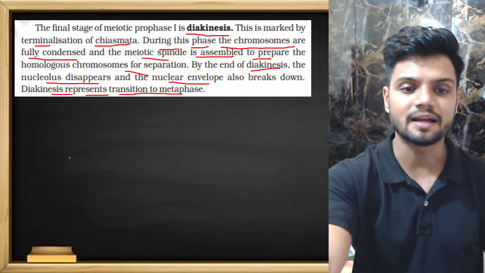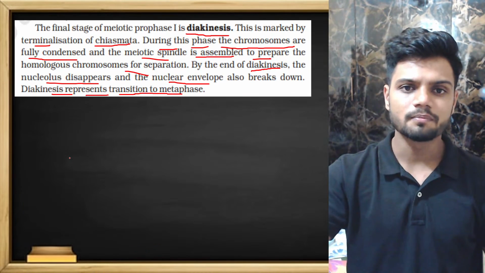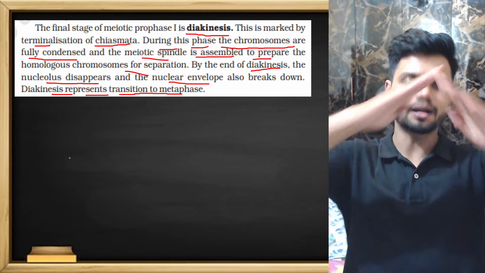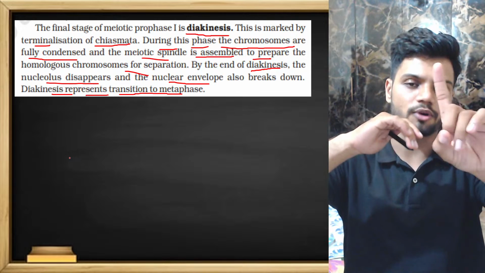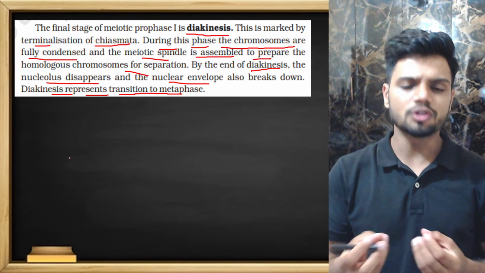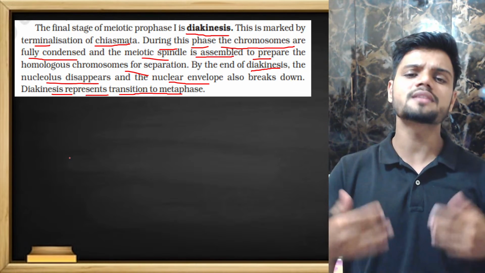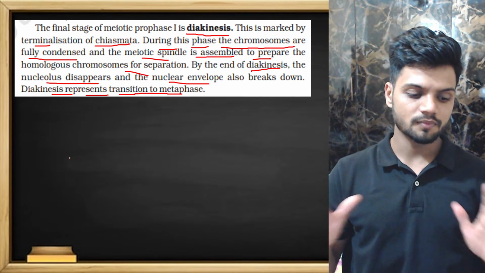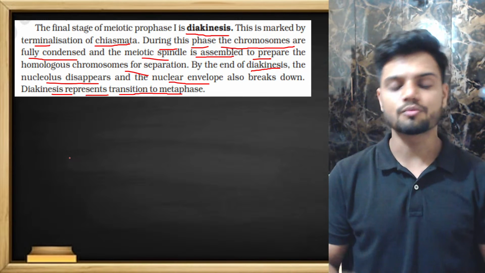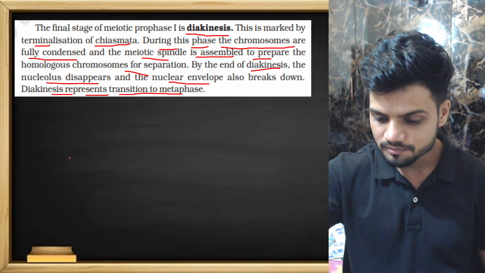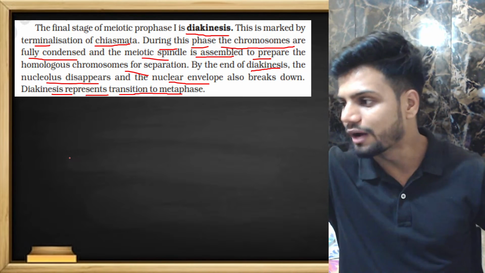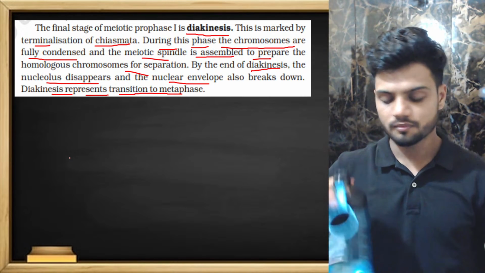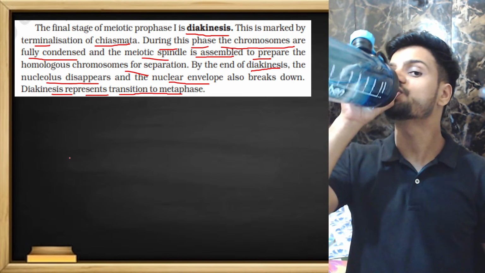Last is diakinesis. Main point is termination of chiasmata. The chiasmata is terminating. Second point is that the nuclear envelope, nucleolus, everything is disappearing. Condensation of chromosomes is completed. That is the entire prophase one. Any doubt, quickly shoot me. Shoot your doubts, all of you. Any doubt in prophase one?